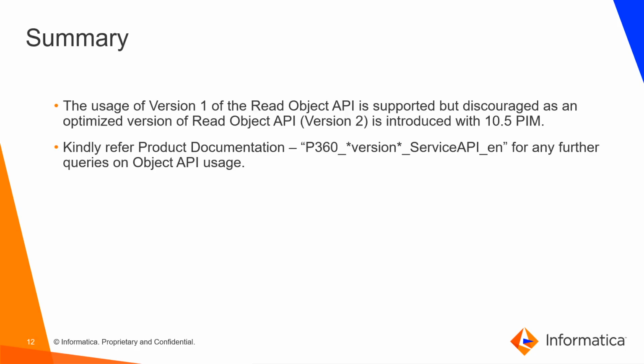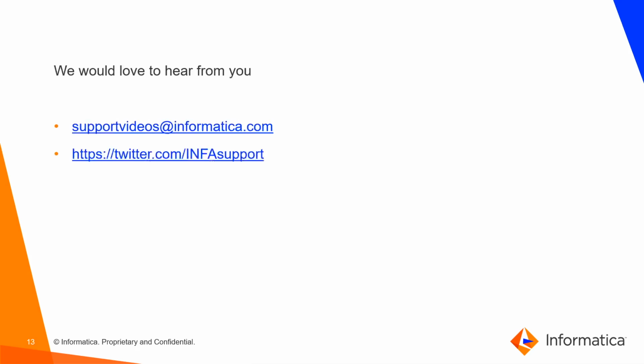Let's move on to the summary. The usage of version 1 of Read Object API is supported. However, it's discouraged as an optimized version of Read Object API, which is version 2, is introduced with PIM version 10.5. Kindly refer to the product documentation service API for any further queries on object API usage.